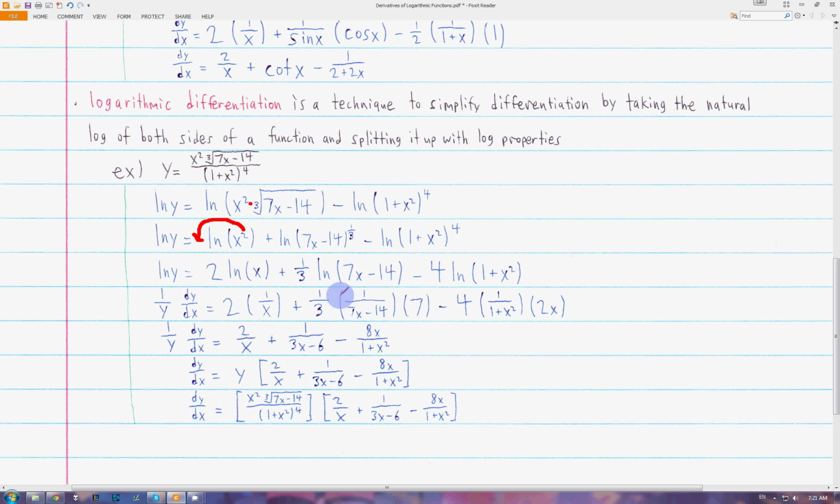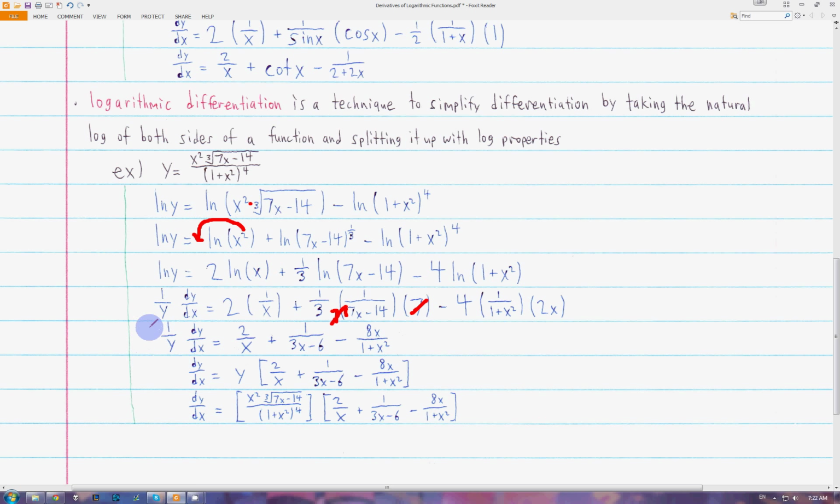So we can simplify this a little. Here I factored out a 7 to get 7 times x minus 2. And then these 7s will cancel out. So you'd have 3 times x minus 2. And then if you distribute the 3, you'd get 1 over 3x minus 6. And then here we have 8x over 1 plus x squared.